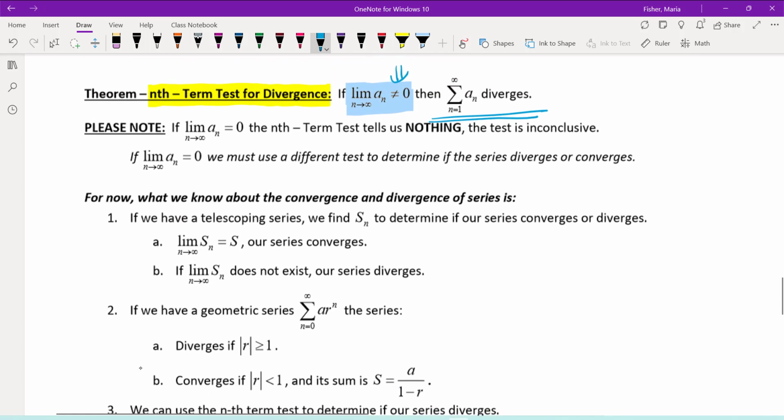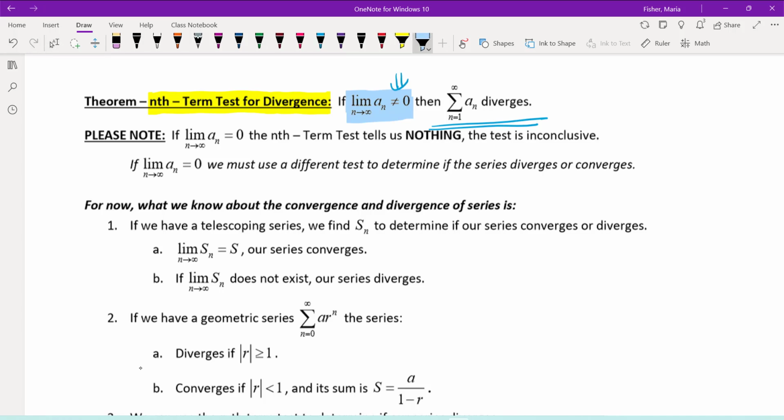Please note that if you try the nth term test, if you take the limit as n goes to infinity of a sub n and you end up with 0, that tells you absolutely nothing. Your test is actually inconclusive. You can only show that a series diverges by taking the limit as n goes to infinity of a sub n, and that has to equal a number that is not 0. If you get 0, you have to pick a different test to determine if your series converges or diverges.